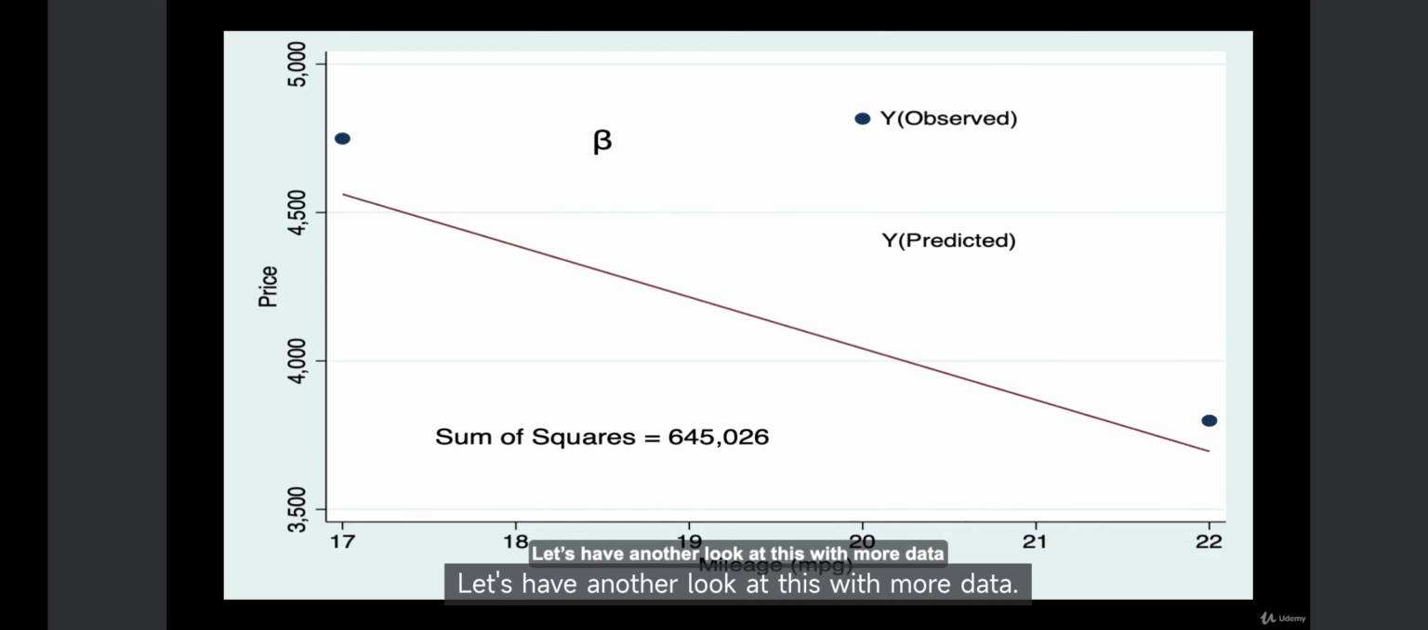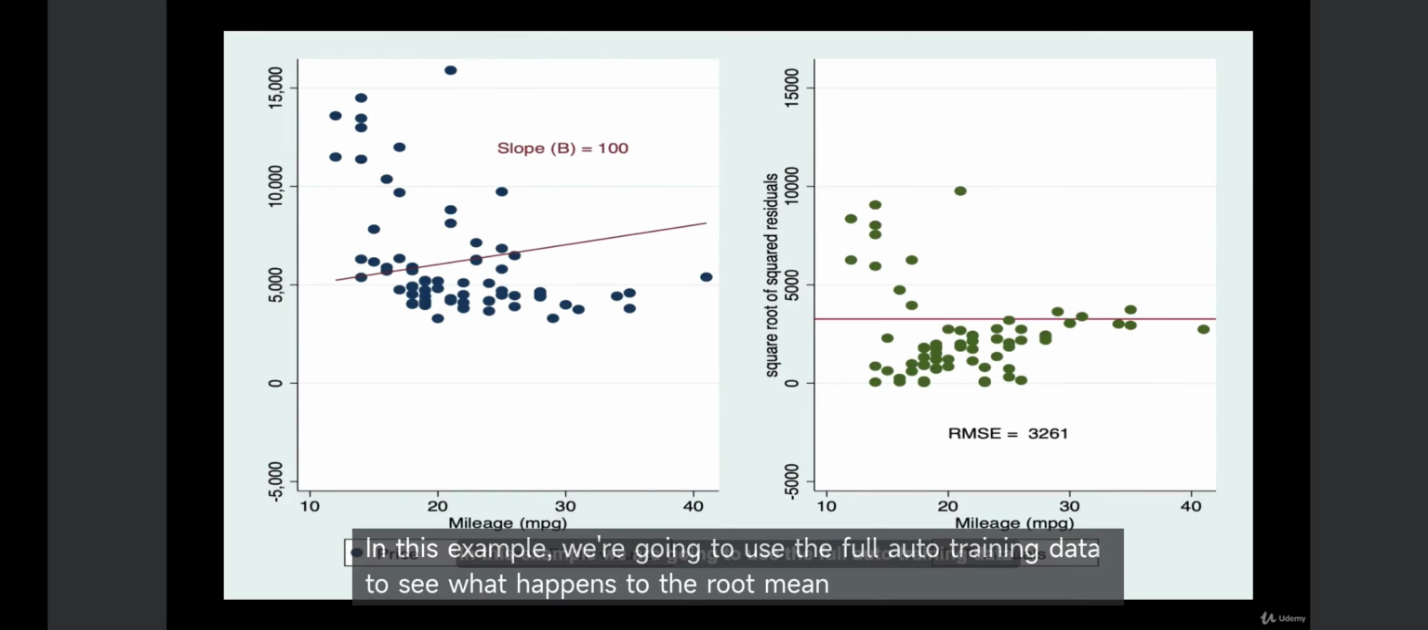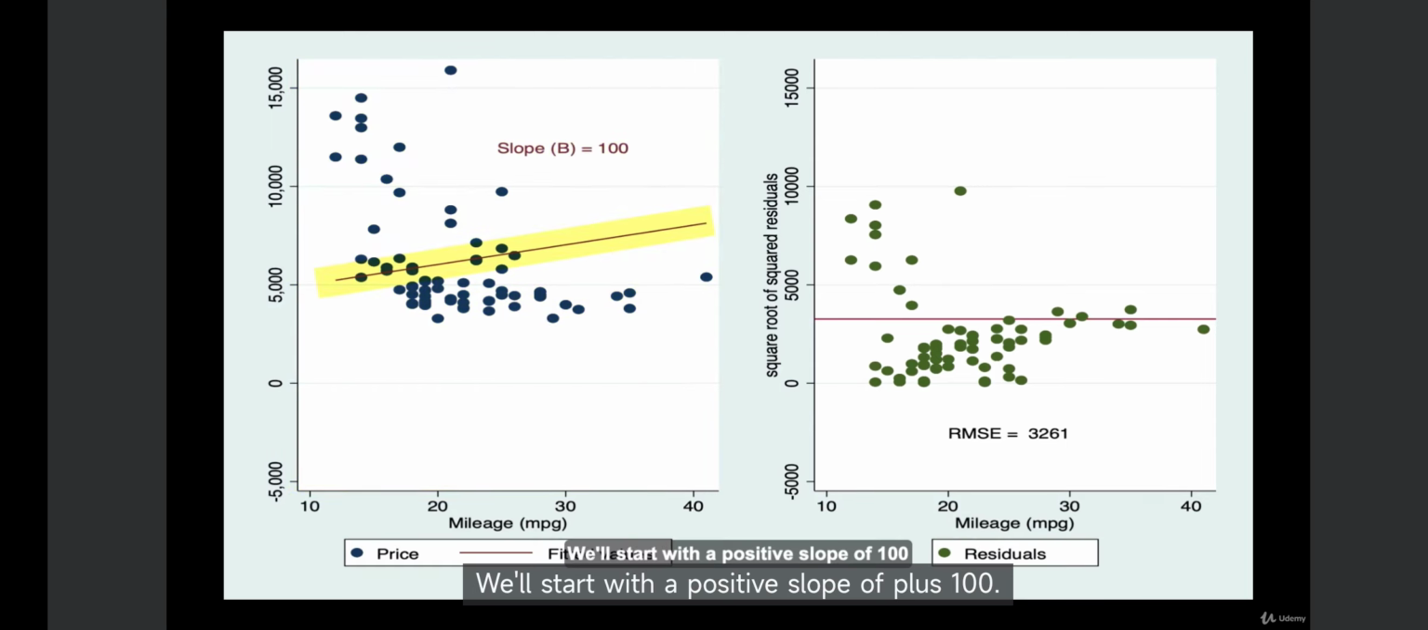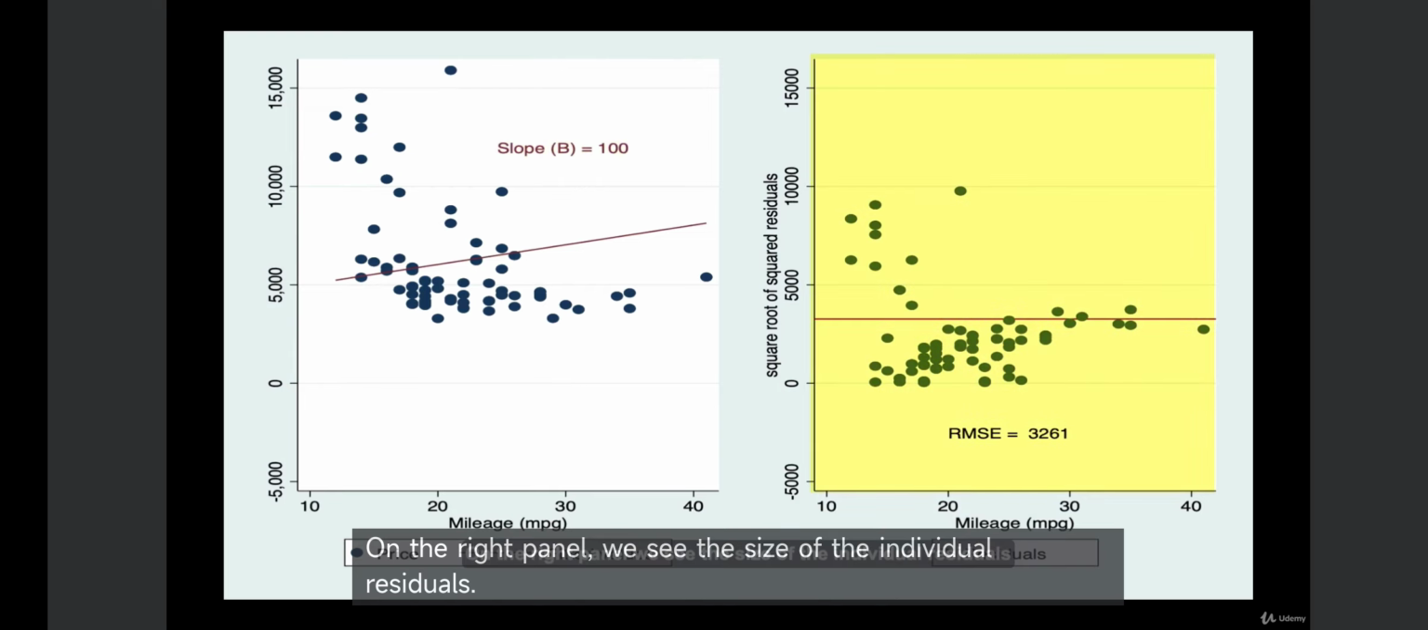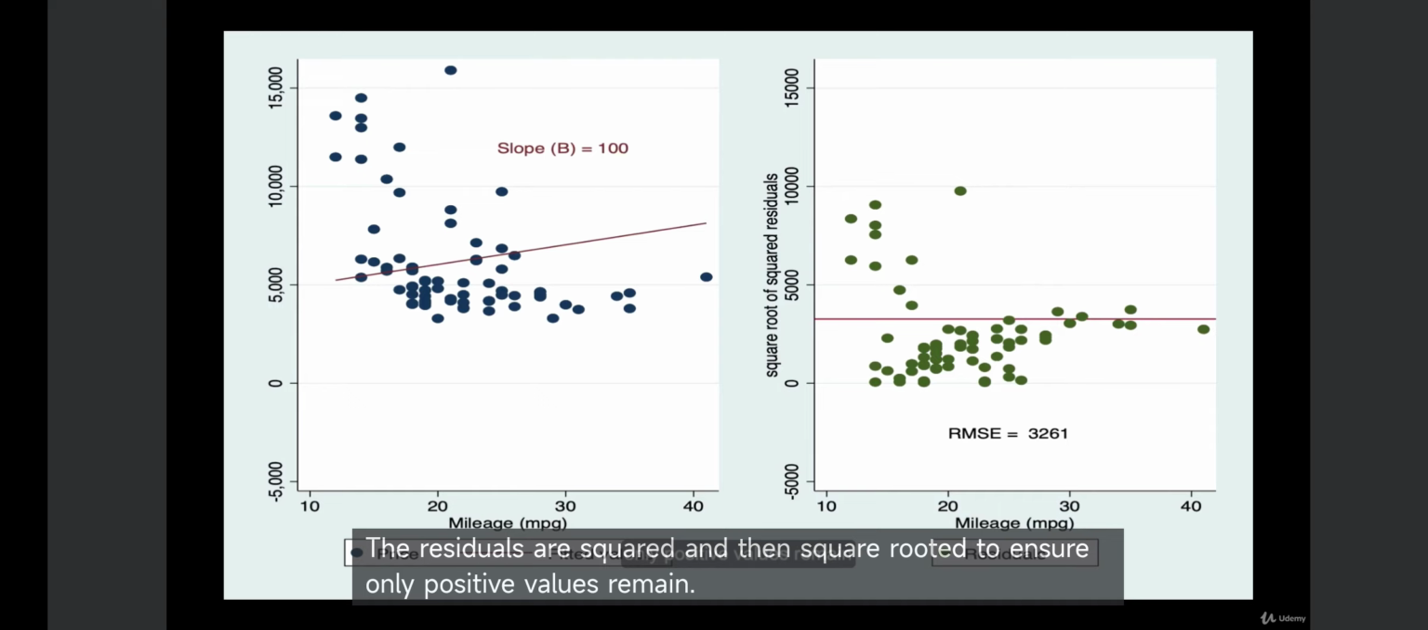Let's have another look at this with more data. In this example, we're going to use the full auto training data to see what happens to the root mean squared error when we apply different regression slopes to the data. In the left panel, we observe the regression slope going through the data. We'll start with a positive slope of plus 100. On the right panel, we see the size of the individual residuals. The residuals are squared and then square rooted to ensure only positive values remain.